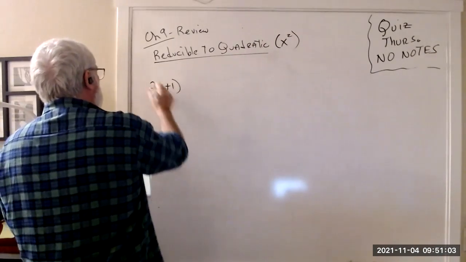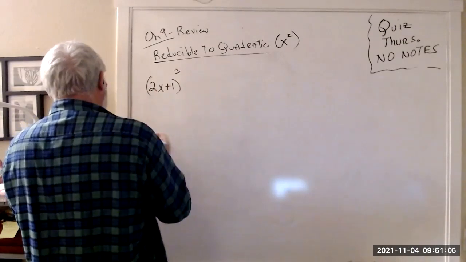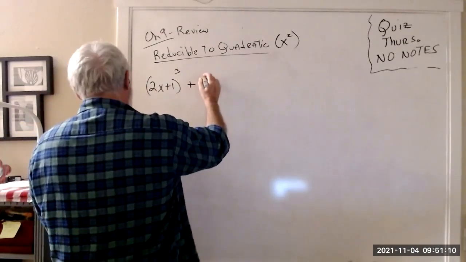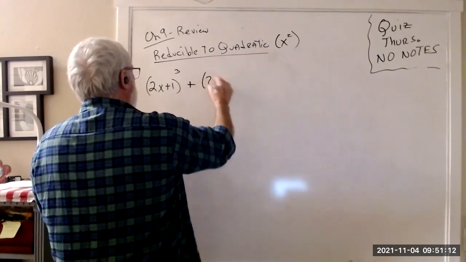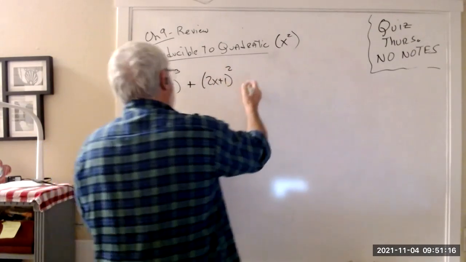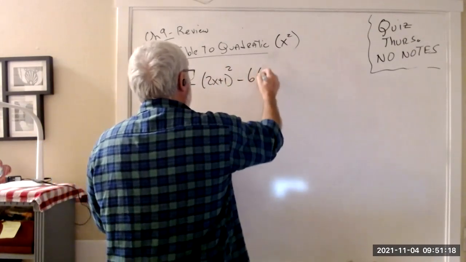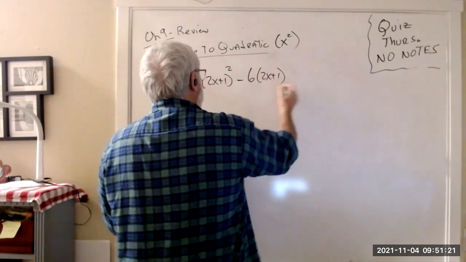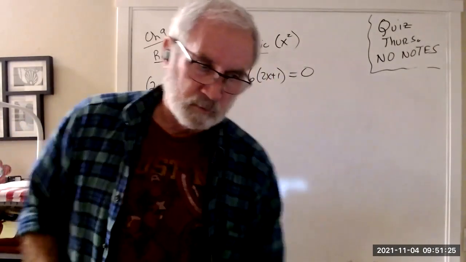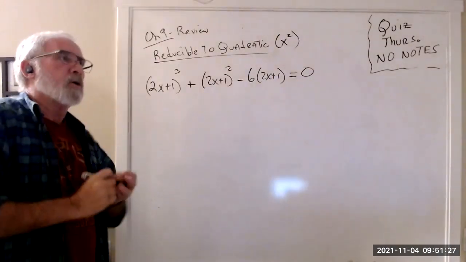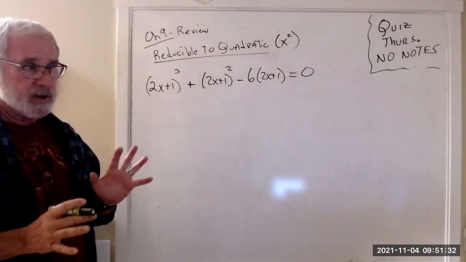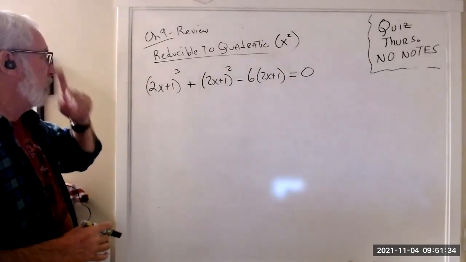2x plus 1 quantity cubed plus 2x plus 1 quantity squared minus 6 times 2x plus 1 equals 0. You have two ways of doing this problem. I'm going to be quiet and let you think about it a minute. Okay. You have two ways.